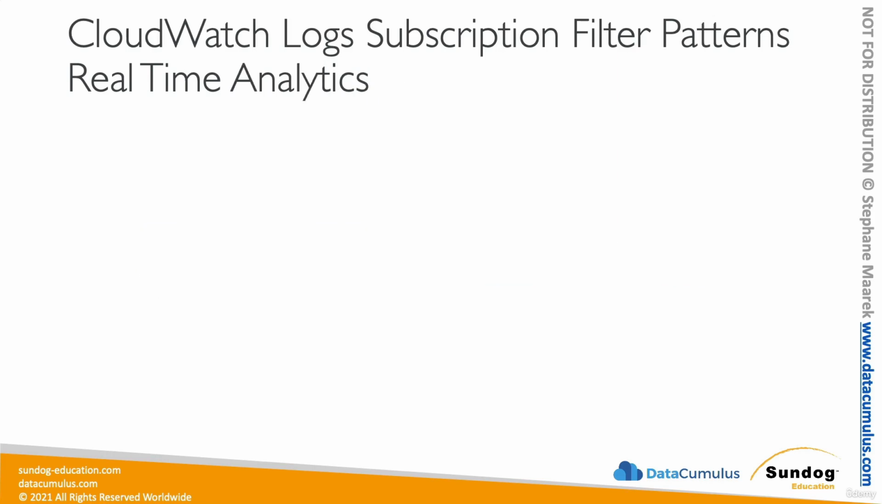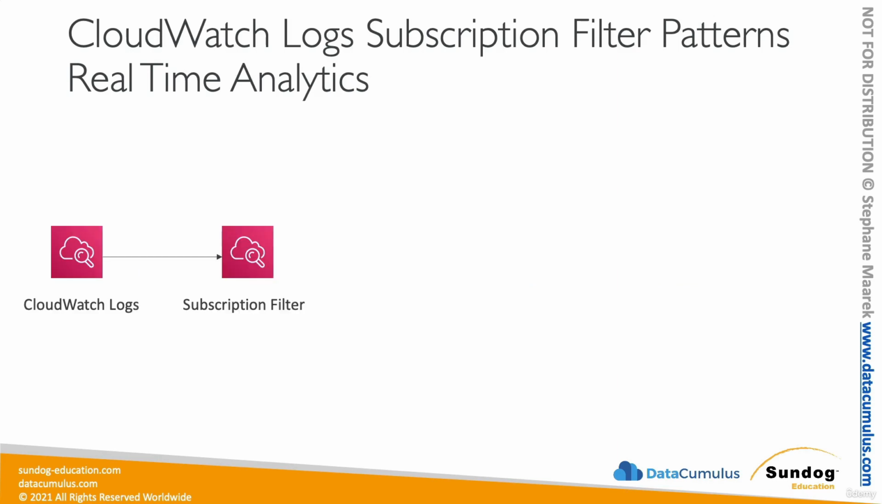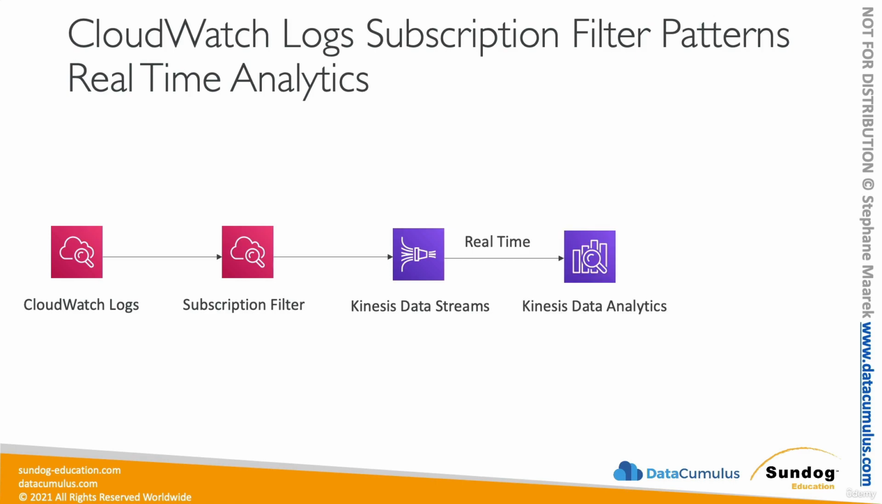Now, what if you want to do real-time analytics on these logs? Well, in that case, we have the CloudWatch logs and subscription filter. But this time we will stream it into a Kinesis data stream. Well, why? Because now we can use Kinesis Data Analytics to do some real-time analytics on our Kinesis data stream. And maybe the outcome of Kinesis Data Analytics can be streamed into a Lambda function, and that Lambda function can do any kind of things you want, for example, alerting based on the outcome of your real-time analytics, and so on.